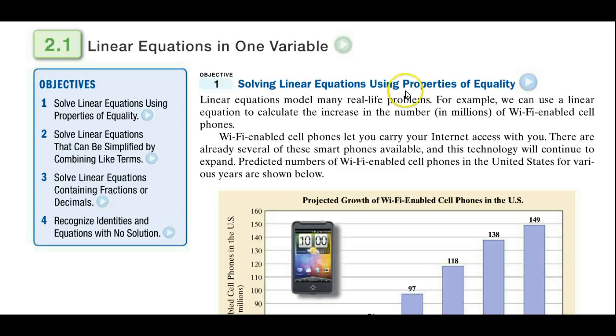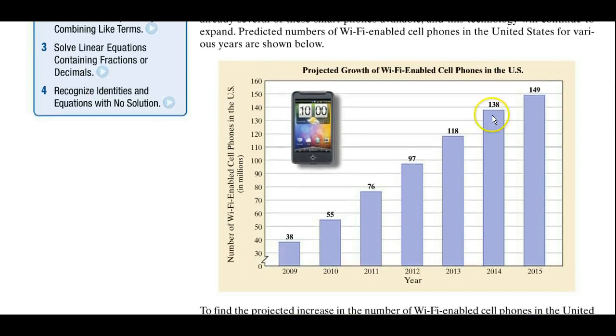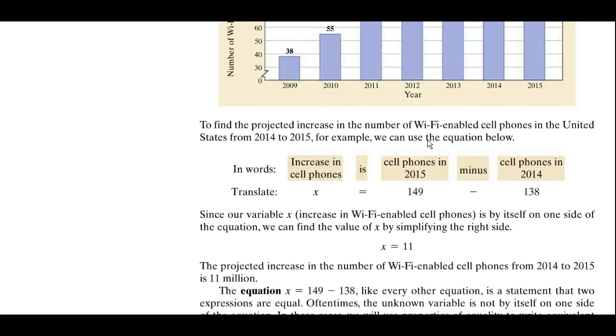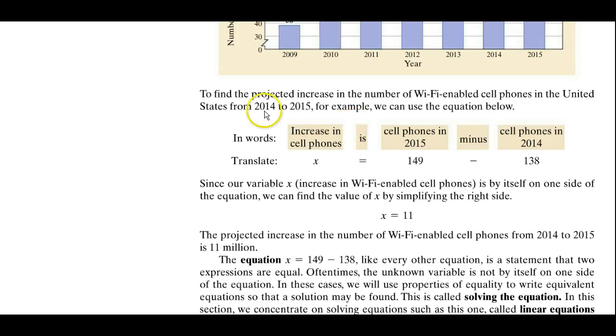Solving linear equations using properties of equality. Well, they give us some background information here that we'll skip over for now. Later we'll be looking at some graphs in Chapter 3. But they give us a word problem to start with. It says to find the increase in the number of Wi-Fi enabled cell phones in the United States from 2014 to 2015. Let's look at this equation below.